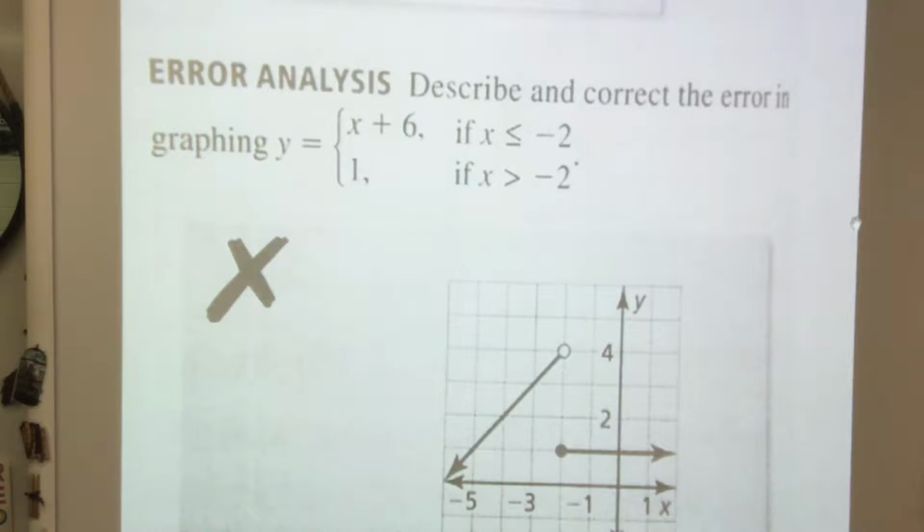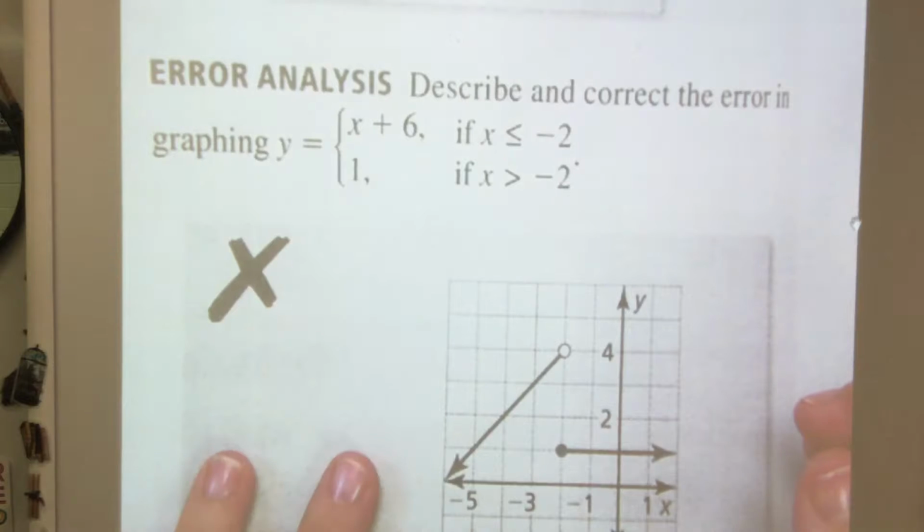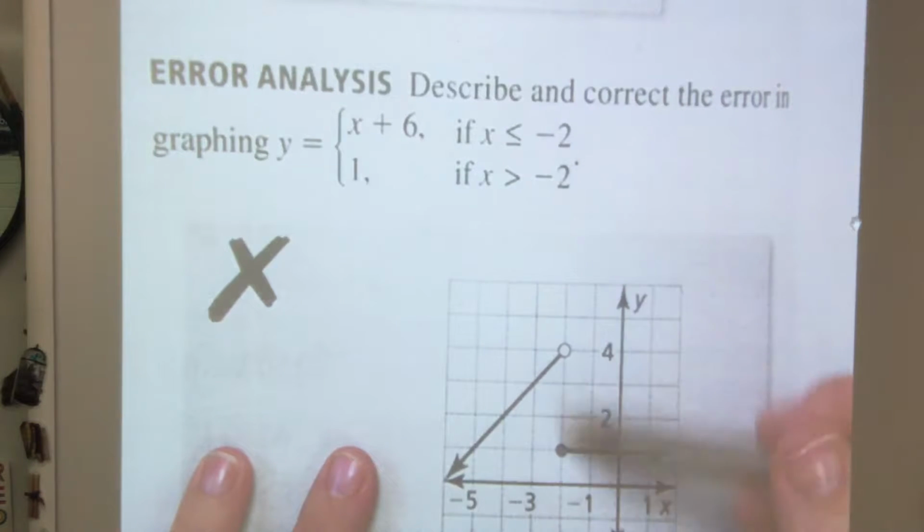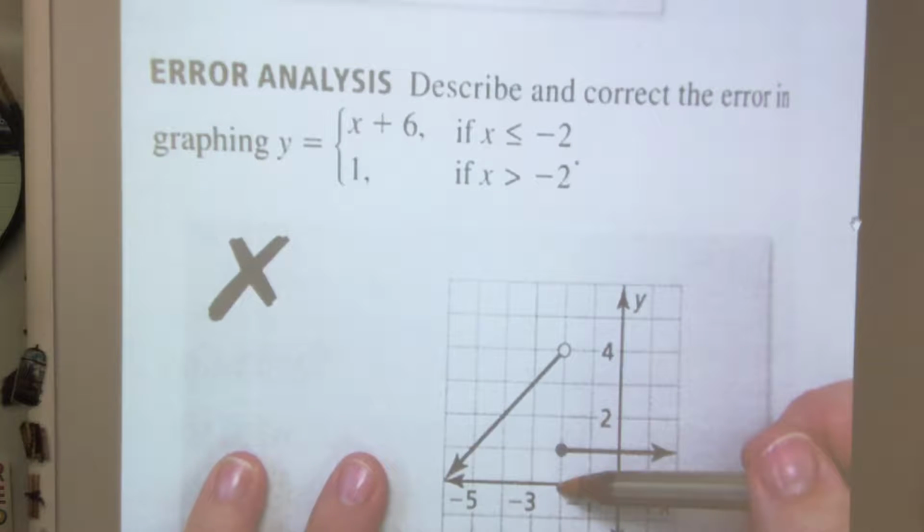For number 22, I have to make this a little smaller. It says describe and correct the error in graphing. And they give us the piecewise function. We need to figure out what's wrong. Now I talked about it a little bit today. And let's see, describe and correct the error.